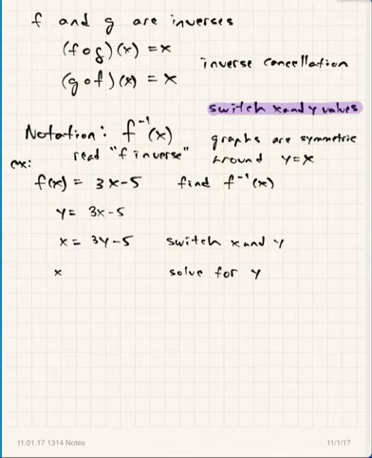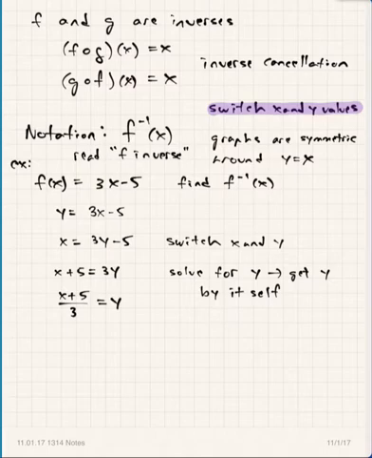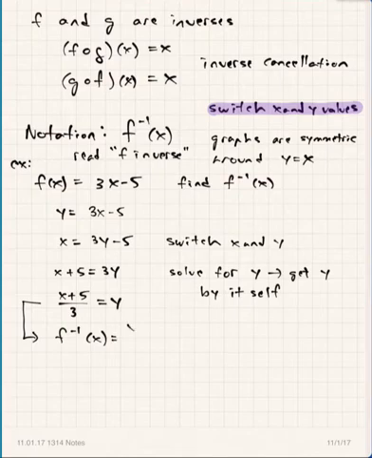So when I say solve for y, remember that another way to say that is get y by itself. That means the same thing. So in our problem, I would add 5 to both sides and then divide by 3. And I have gotten y by itself. And so that is my inverse function. This is the inverse right here. And so I would write the notation f inverse x equals x plus 5 over 3.